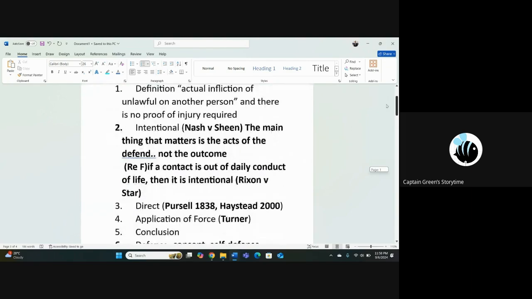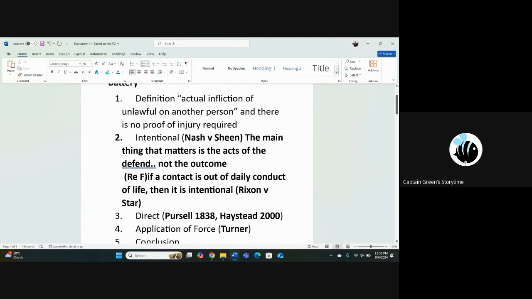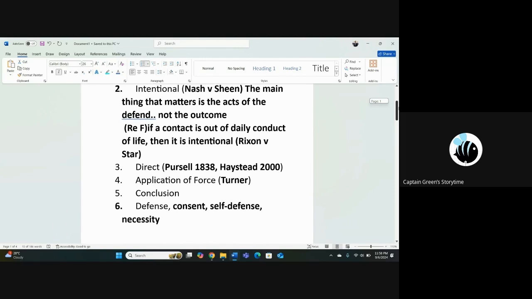Going back towards battery, you should first write the definition of battery, as already stated here, and also state that it is an actionable per se crime. Then you should also write that it is intentional. The main thing that matters is the act of the defendant and not the outcome. You should also use the case of REF and state that if the contact is out of the ambit of daily conduct life, then it is intentional.